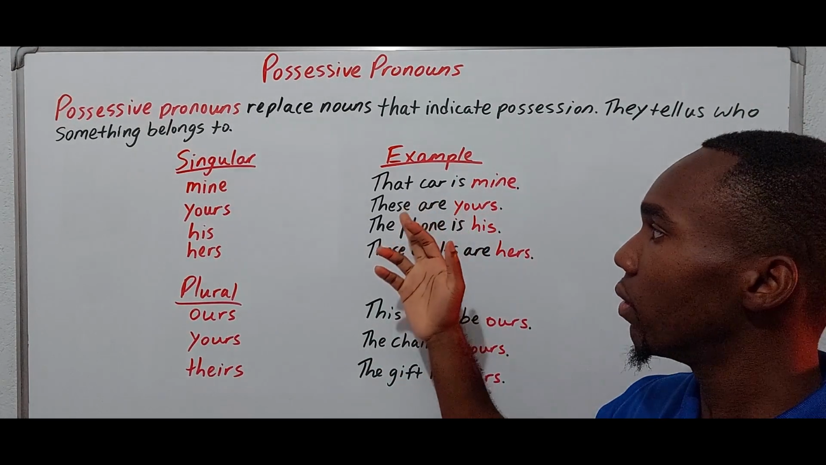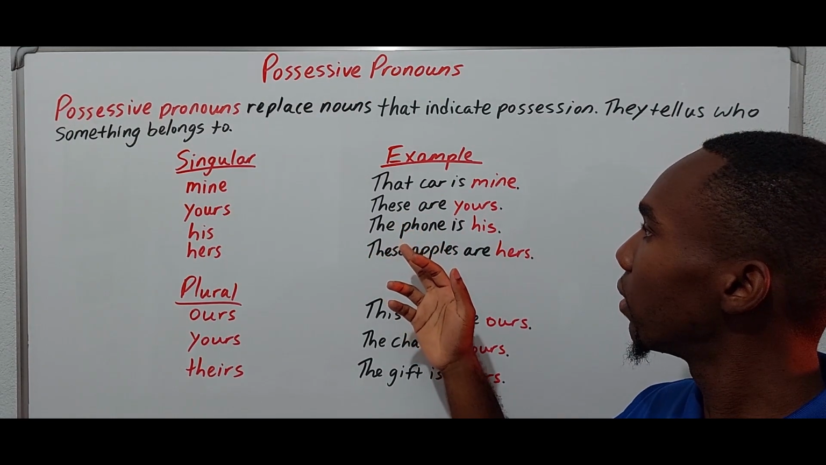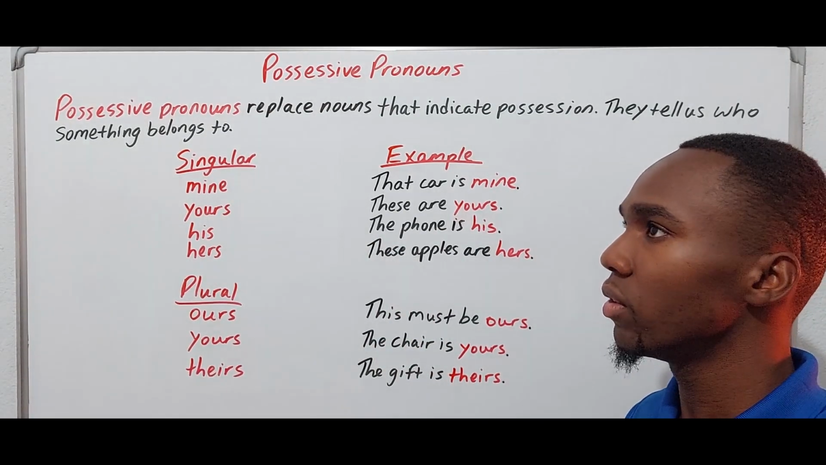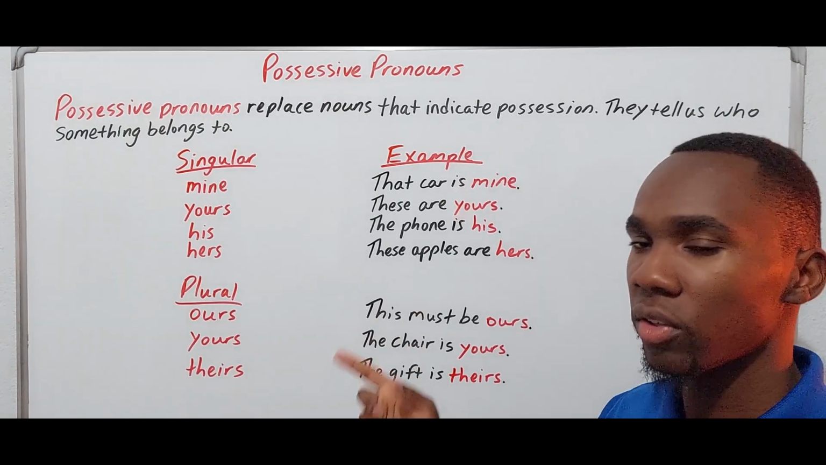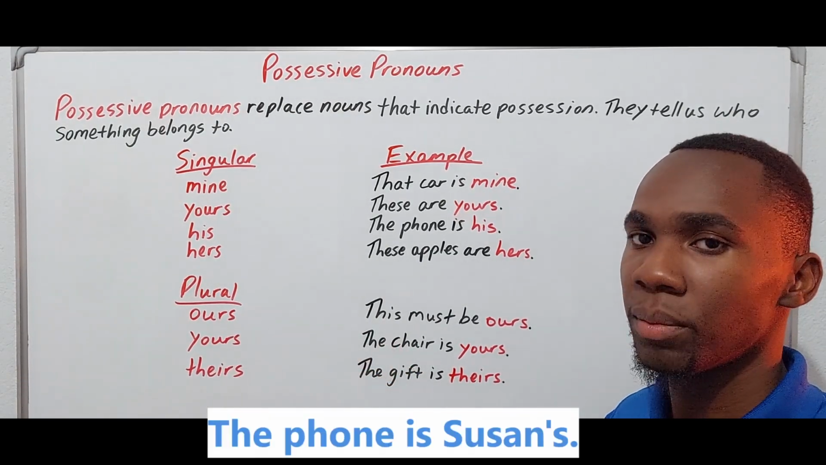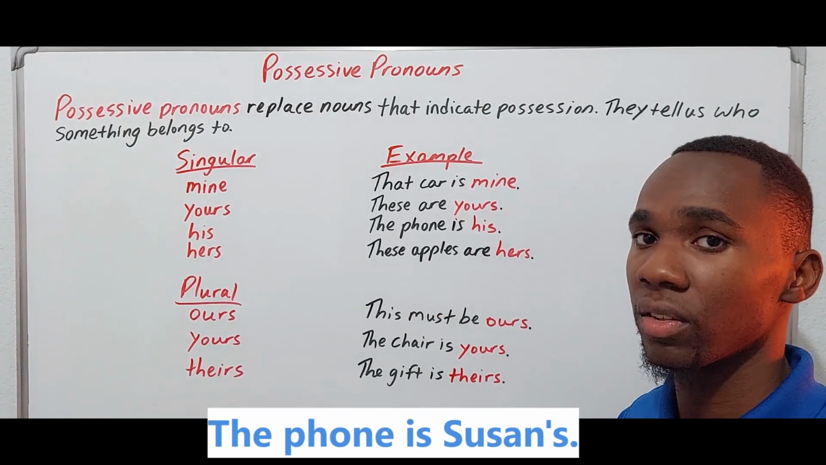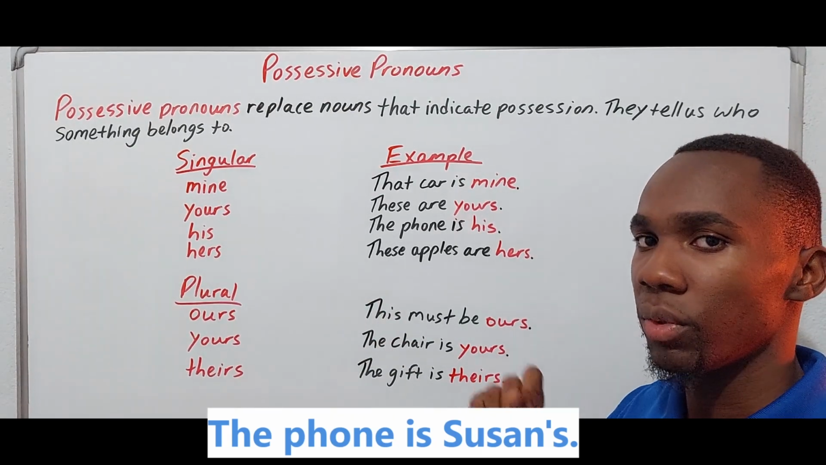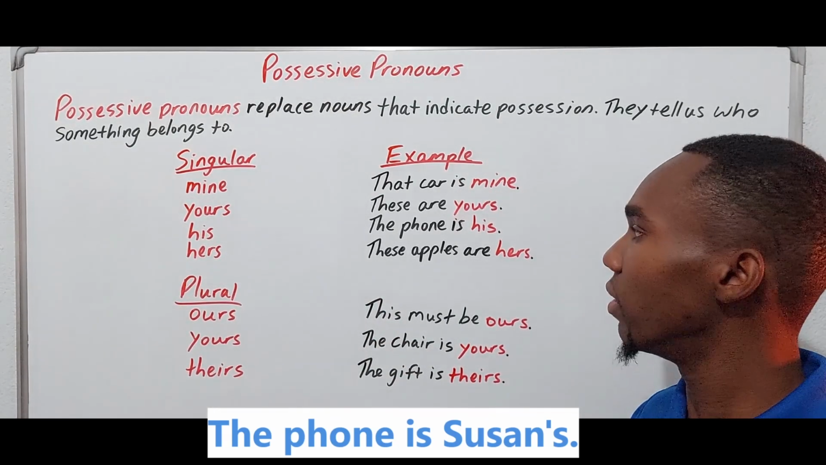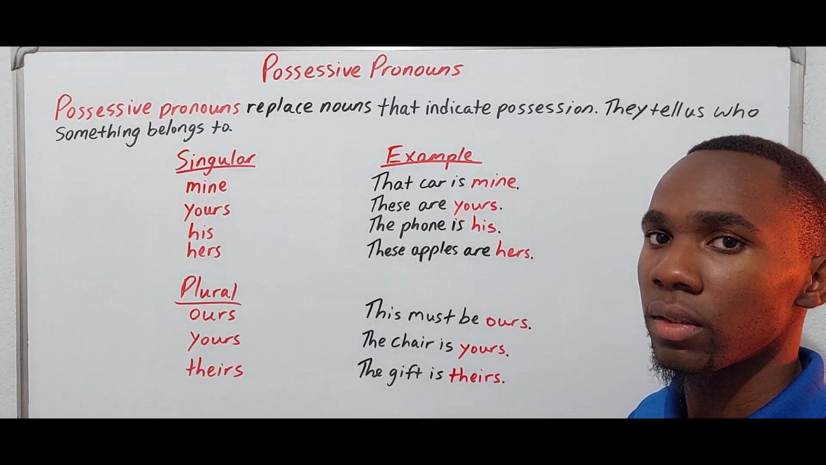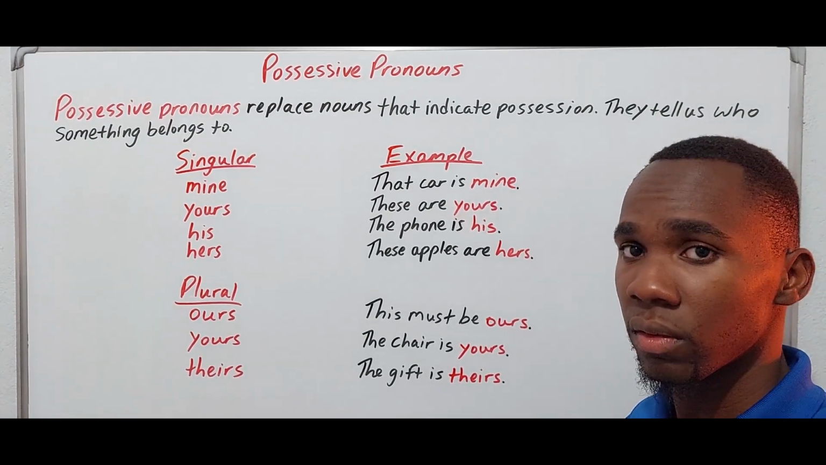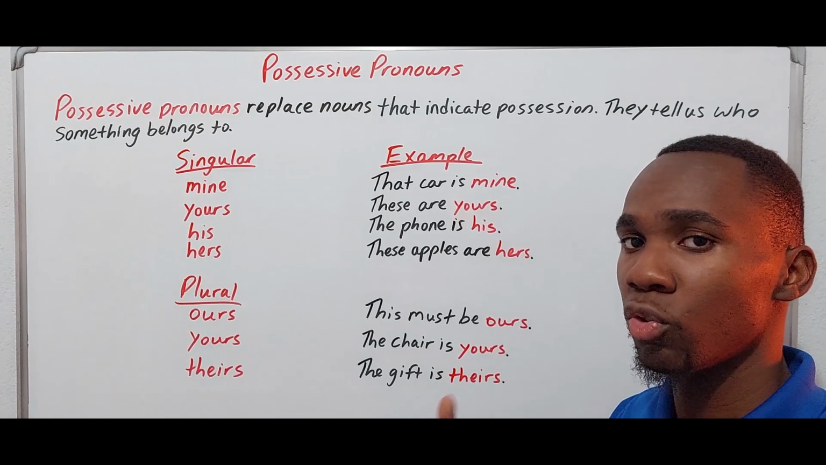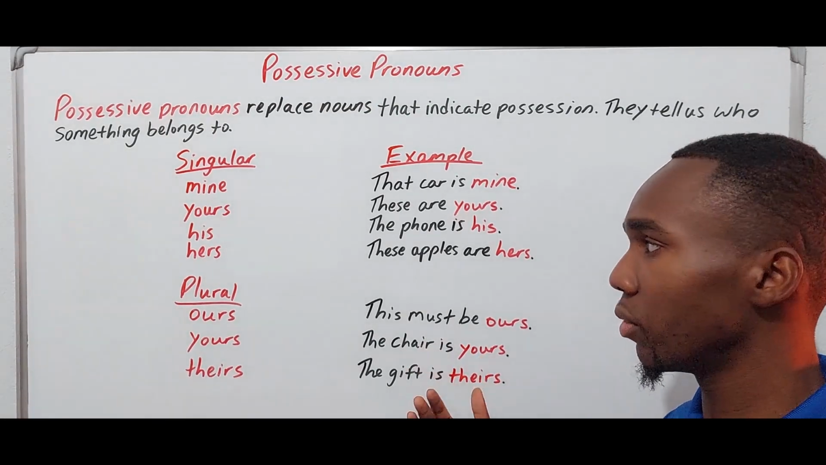So in a case like, okay, let's use his for example. The phone is Susan's with the apostrophe S. So that's indicating possession. The apostrophe S indicates possession. So we could replace that. Well, I said Susan, so that's a girl. Right. So we could replace Susan's with hers. The phone is hers. Right? Instead of saying the phone is Susan's. Alright? So those would be nouns that would be replaced by the possessive pronouns.